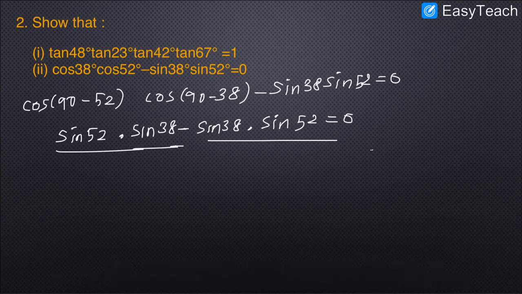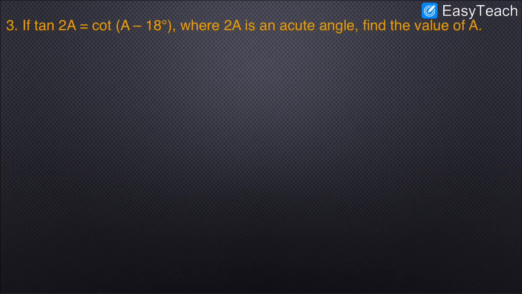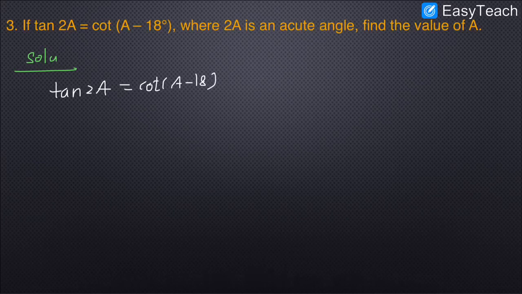Okay, let's move on to the third question. If tan 2A equals cot A minus 18, where 2A is an acute angle, find the value of A. So to start the solution, I write the given one: tan 2A equals cot A minus 18. In the next step, what is given? 2A is an acute angle. Acute angle means less than 90. Actually, it isn't needed here, it's just for information. Okay, so tan 2A, I write as cot 90 minus 2A.